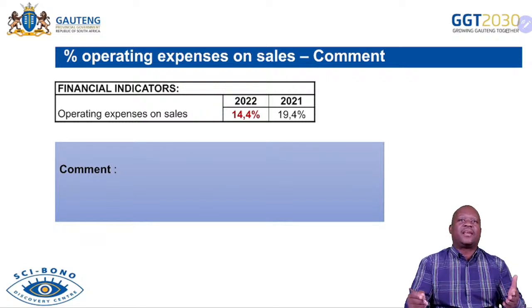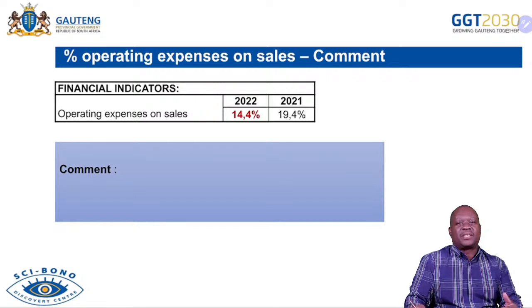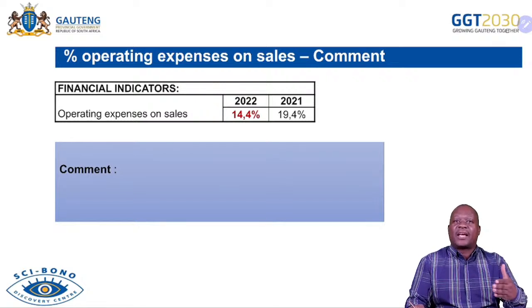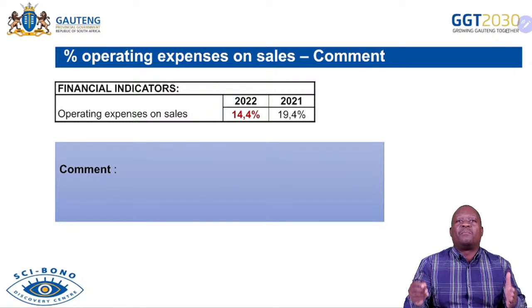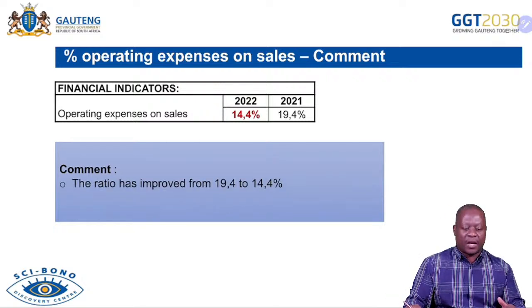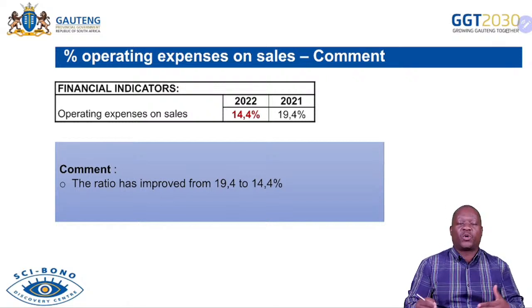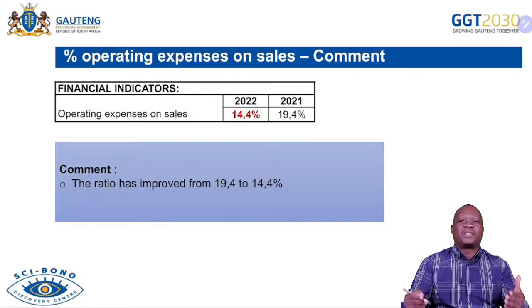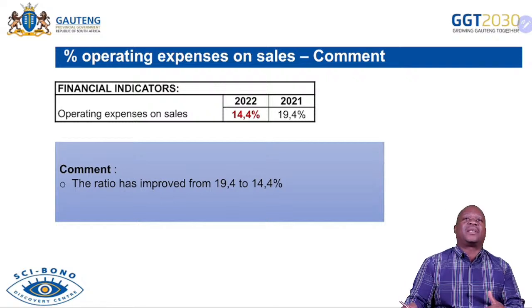What is that saying to us? Is the business controlling expenses better, or is the business failing to control its expenses? I think it's straightforward. We can say the ratio has decreased, or the ratio improved, because this is an improvement. We are now in a position as a business to control our expenses far better. It improved from 19.4% to 14.4%.